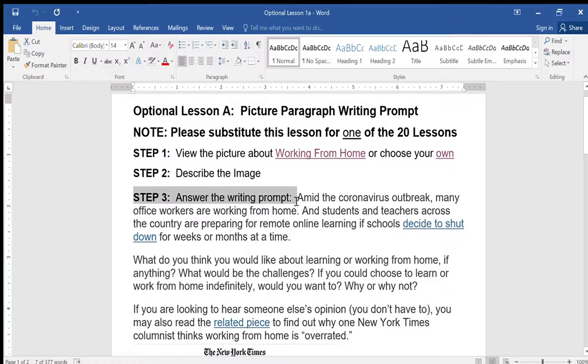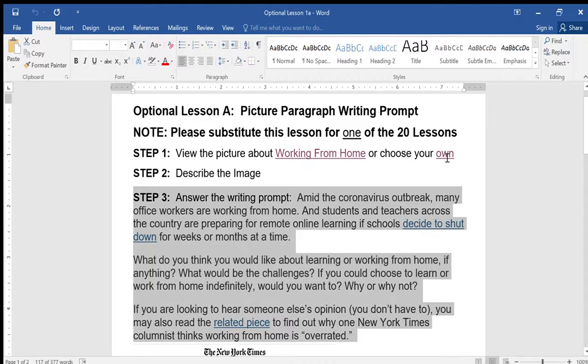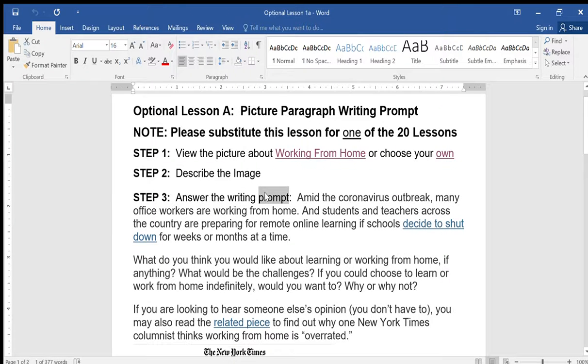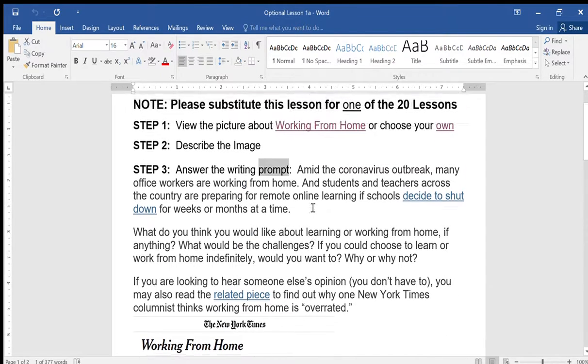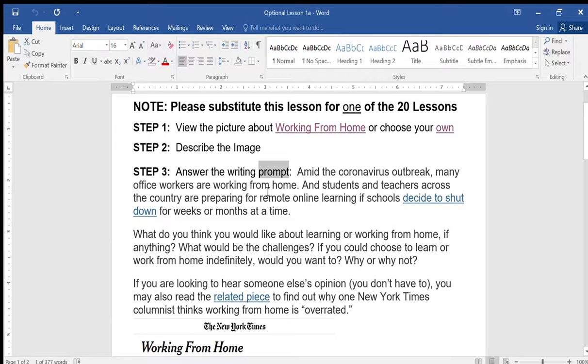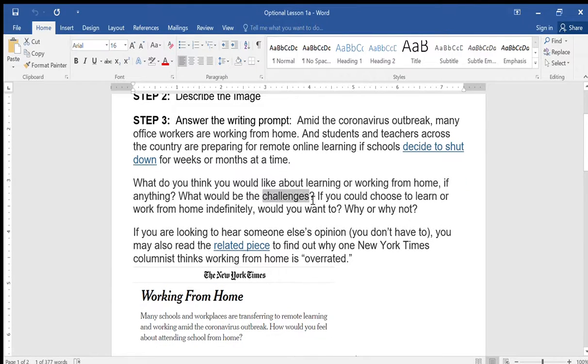Then you're going to answer the writing prompt. Every picture that you pick, if you pick a different one or this one, will have writing prompts. A prompt means a suggestion for you to get thinking and writing about. So this one is about, what do you think about remote online learning? Because schools are shut down all over the world. How does it make you feel when you work alone? That's what remote means, by yourself. What are some of the challenges that you have faced working alone? Would you choose to learn at home indefinitely, forever?